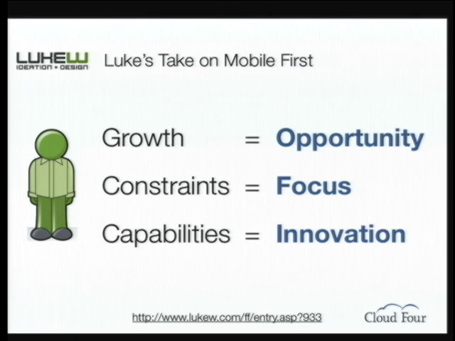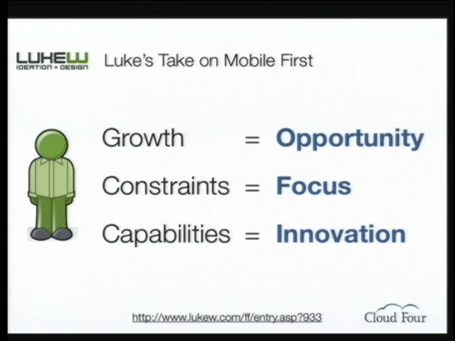His main point is that mobile has tremendous growth, right? We've got these constraints because of the CPU, the network, the screen size, everything else. But we've got tremendous capabilities that we didn't have access to before. We've got access to the camera, location, this sort of stuff. And that growth equals opportunity, constraints equals focus, and capabilities equal innovation. His slides are really, really good on this point.